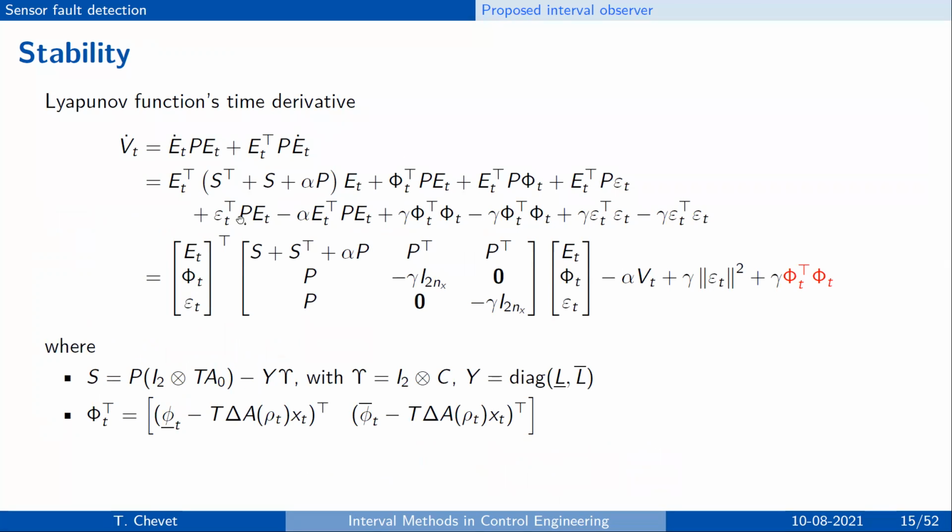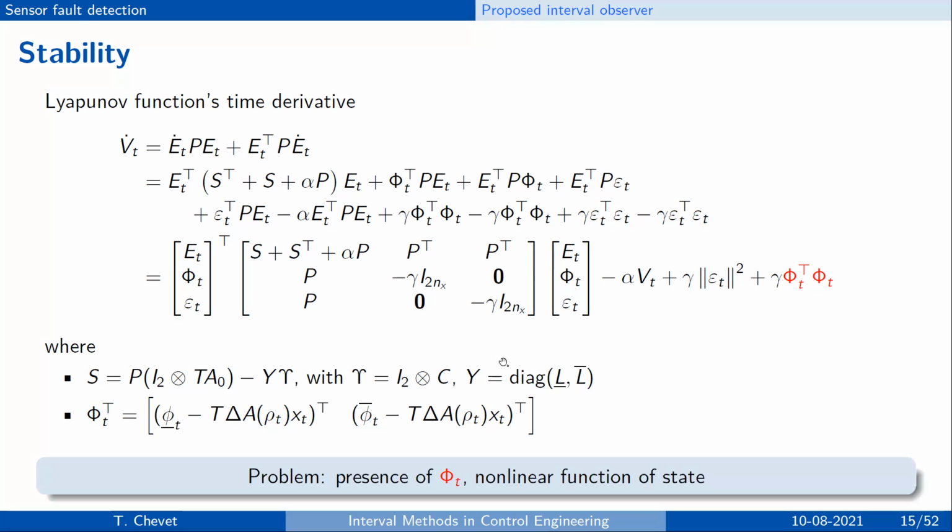Then I spare you the details of the computation, but we can obtain an expression for the time derivative of the Lyapunov function, with the matrix S that hides the observer gains. But we have a problem. We have almost the expression that we want for boundedness, but we have a problem here in the name of the vector capital Phi, which is a nonlinear function of the states, which prohibits us from directly concluding the boundedness of the estimation error.